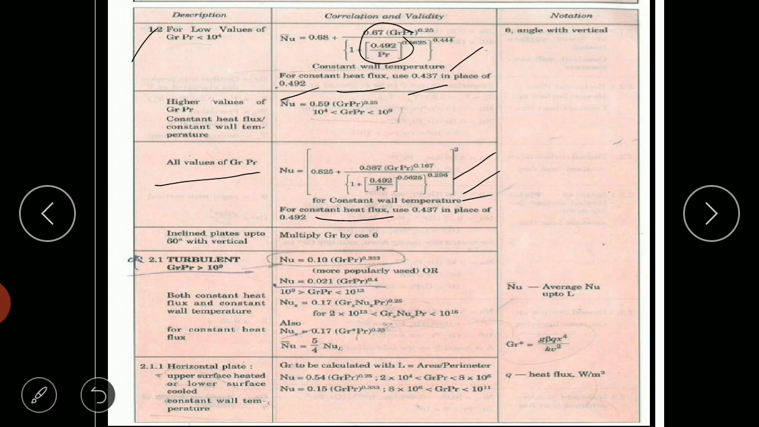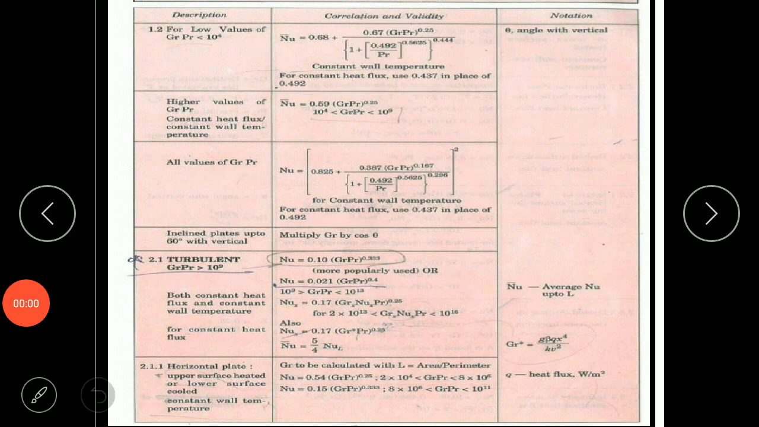Okay, again for vertical surfaces, if it is turbulent flow which is greater than 10 power 9, we have these formulas and we will be using them accordingly. Okay, now for horizontal plates, you can see the characteristic length formula is given, which is area by perimeter. So preferably it will be surface area.